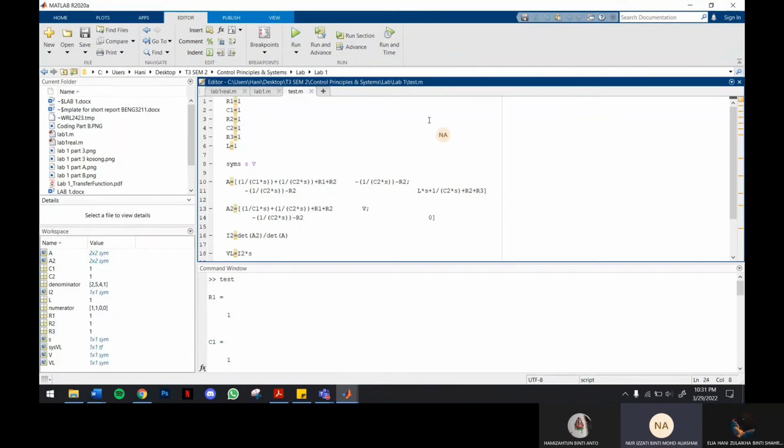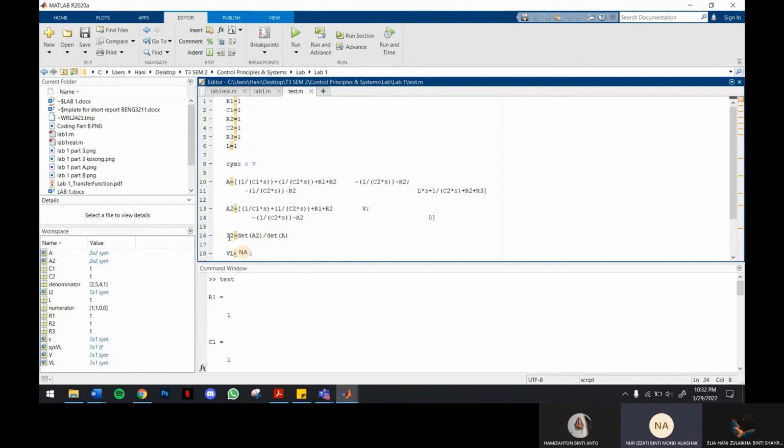Hi, my name is Izzati, and now I will explain the MATLAB for part B. First, we declare the values of R1, C1, R2, C2, R3 and L. After that, we use the command syms to declare S and V. Then we write the matrix for A. This is the equation that we get from the mesh analysis, written in matrix form. For A2, we replace the second column with V and 0, and the first column is the same as the previous.